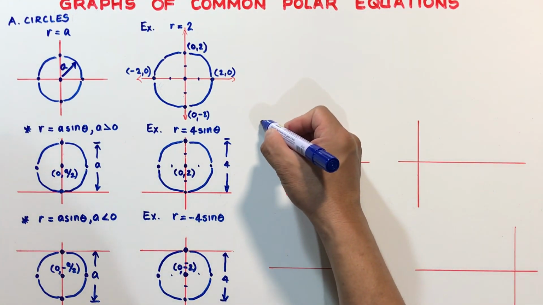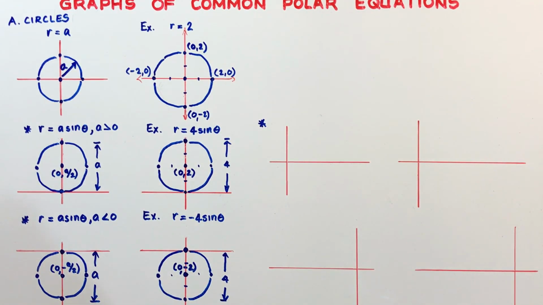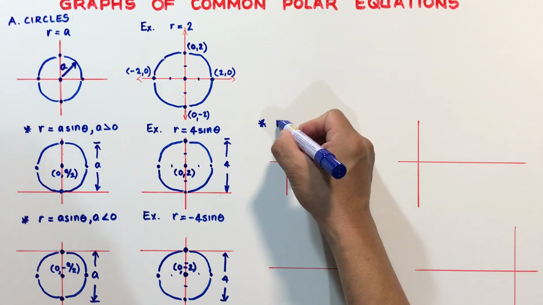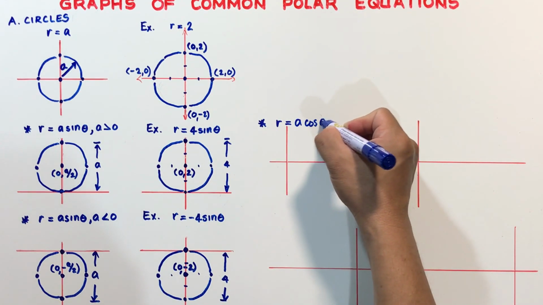Another equation of a circle whose center is not at the point of origin is r = a cos θ.